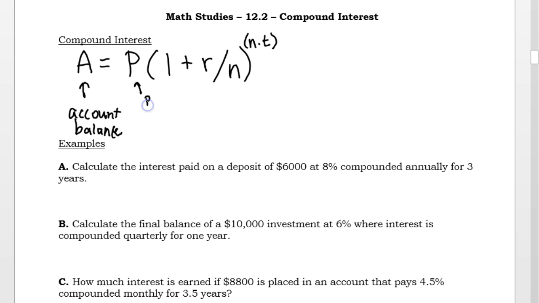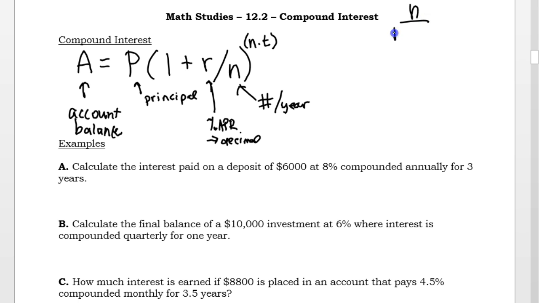P is principal, which is our starting amount. R is our percentage interest rate converted to a decimal. And N is the number of times per year that the interest is compounded. N can be lots of different things.